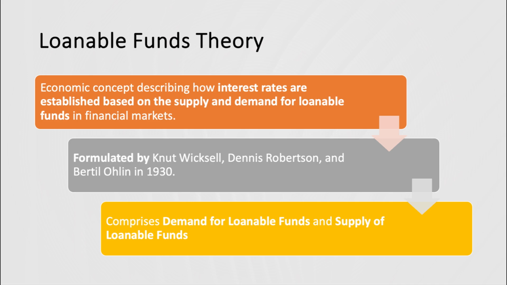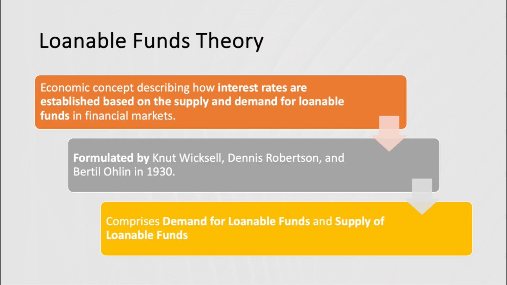It was formulated in the 1930s by economists Knut Wicksell, Dennis Robertson, and Bertil Ohlin. According to this theory, interest rates are essentially the price of borrowing money, and they are established through the interaction of two forces. Demand for loanable funds.